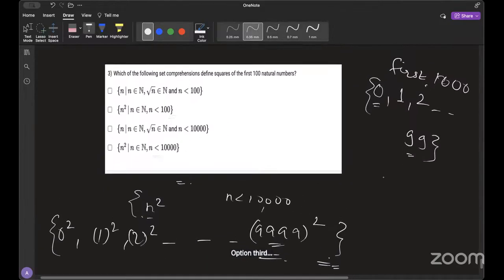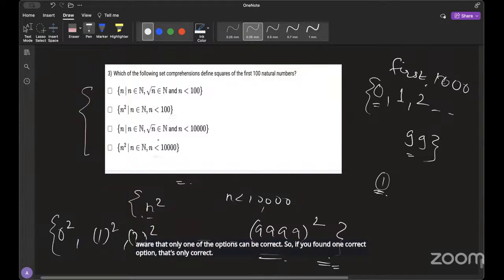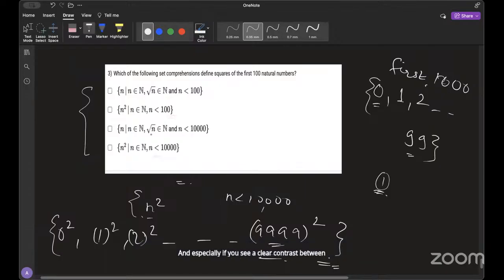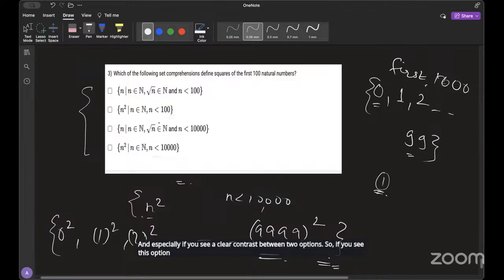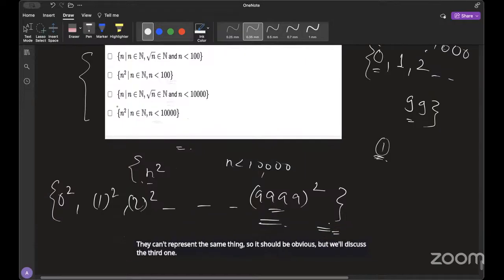Firstly, one thing that you have to know, something extra that I'm telling you, is that only one of the options can be correct. So if you found one correct option, that's the only correct one. Especially if you see a clear contrast between two options, they're clearly different from each other. They can't represent the same thing. So it should be obvious, but we'll discuss the third one. This is the collection of the natural numbers.